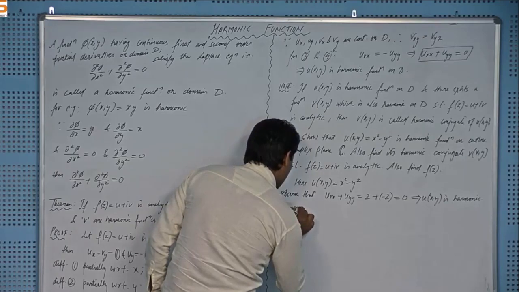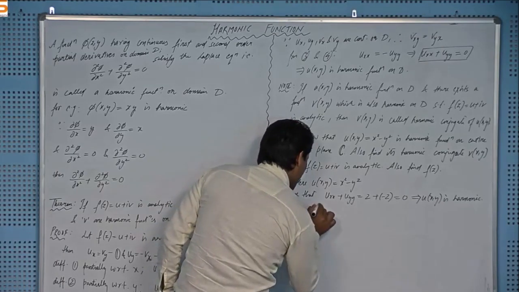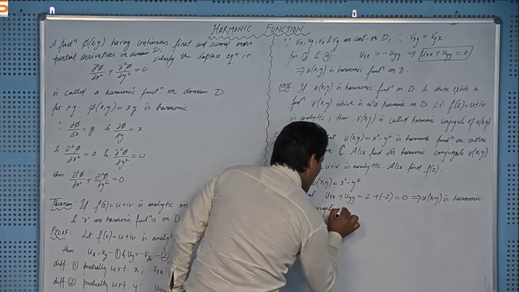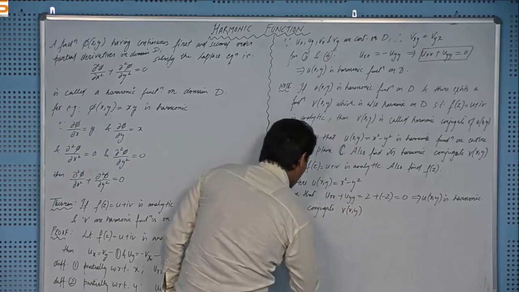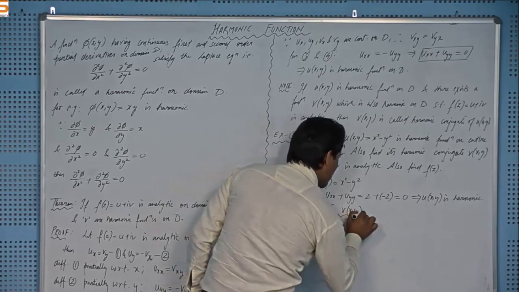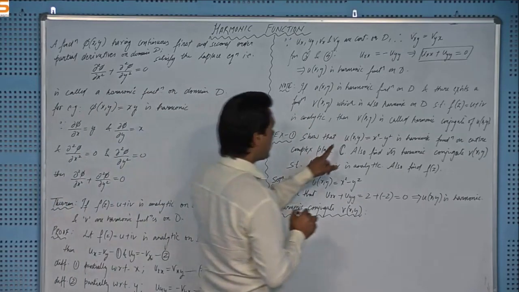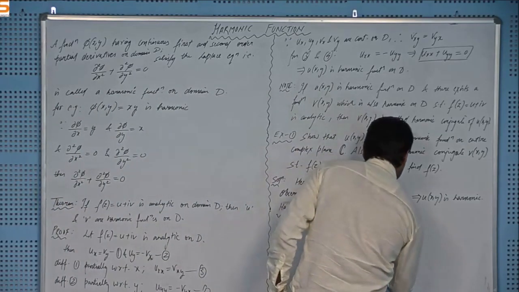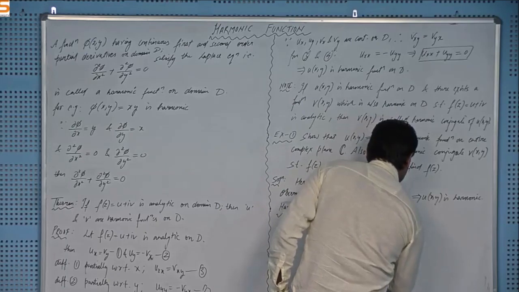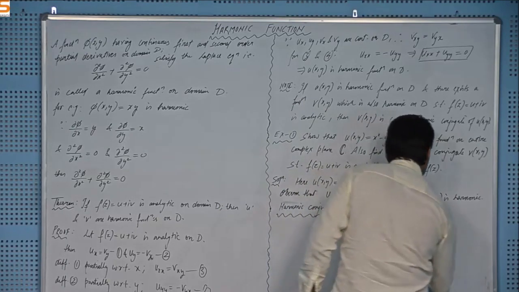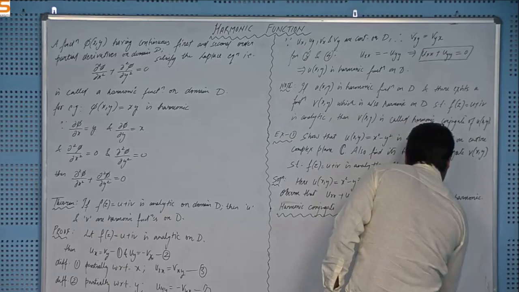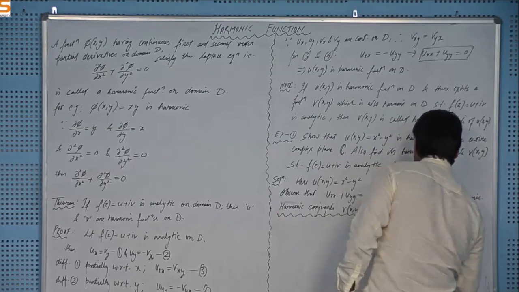Harmonic conjugate v(x, y). I'm going to find the harmonic conjugate. If you find del u over del x, that will be equal to 2x, and if you find del u over del y, that will be minus 2y.